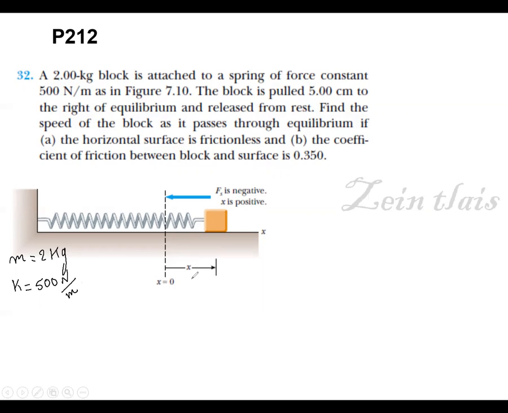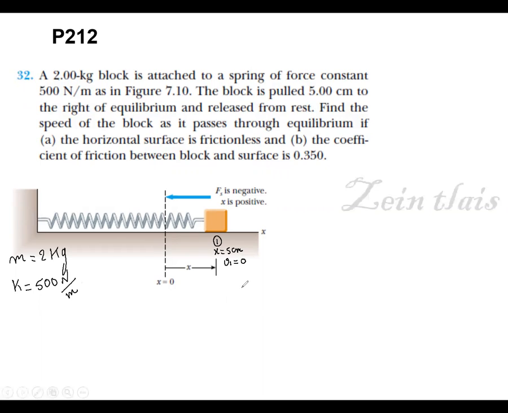So X equals here at this point. Let's say this position is position 1. At this position, we have X equals 5 centimeter from the equilibrium and released from rest. At this point, we release the object. I mean, at this position, we don't have speed.